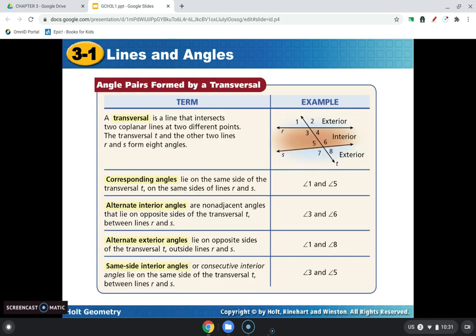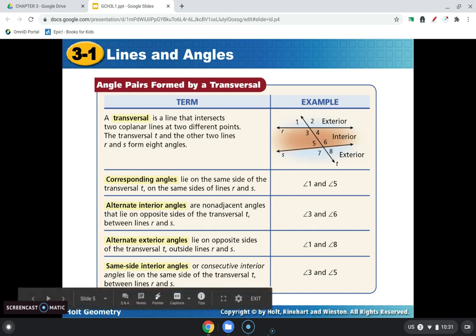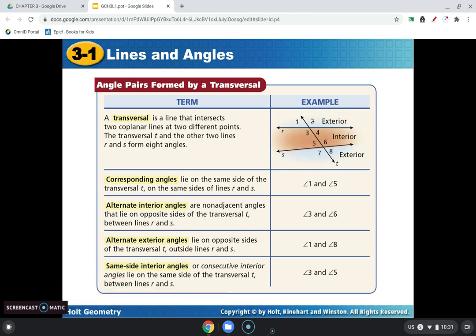Okay, angle pairs formed by a transversal. So a transversal is a line that intersects two coplanar lines at two different points. The transversal and two lines form 8 different angles. They are corresponding angles. So in this example, 1 and 5 would be corresponding. 3 and 7 would be corresponding. 2 and 6 and 4 and 8.